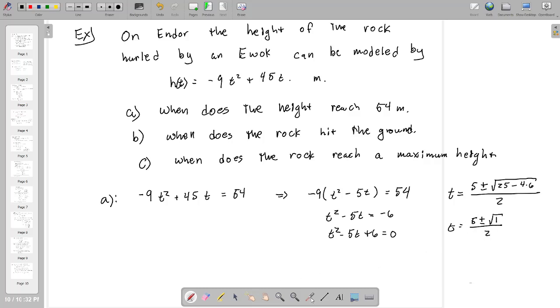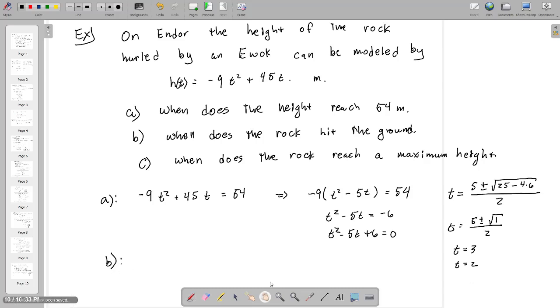Now, the square root of 1 is, of course, 1. Then we have 5 plus 1 is 6. 6 divided by 2 is, of course, 3. So we have t is equal to 3. And 5 minus 1 is 4. And 4 divided by 2 is, of course, 2. So t equals 2. So we have these two t values for which the height is 54 meters.